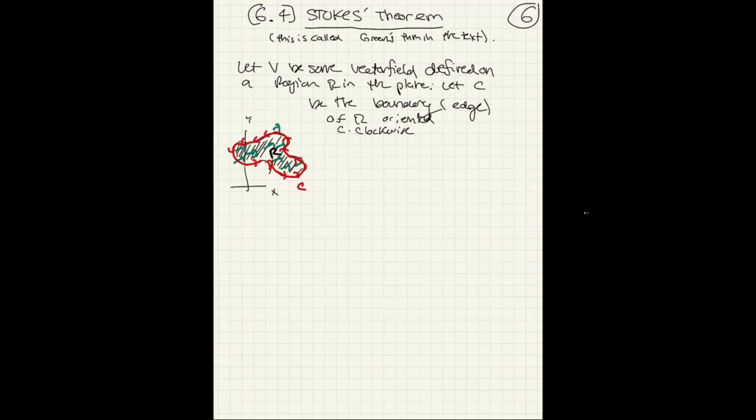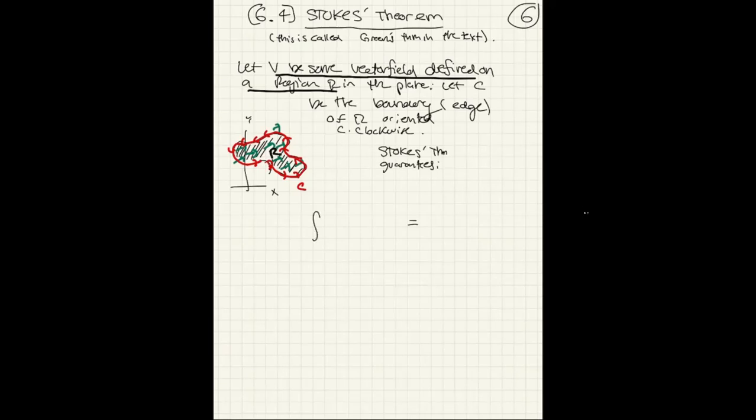Okay. It's very important that V is defined on the entire region. So there's no dividing by 0 happening. We'll talk about that later. That is actually an important point. So let C be the boundary of R oriented counterclockwise. So Stokes' theorem guarantees the following equality. So it's an equality of two integrals.